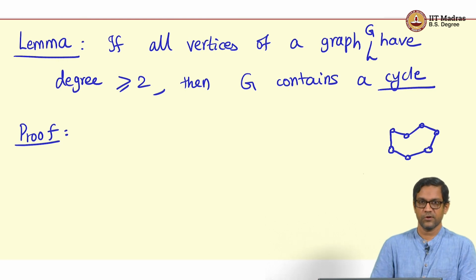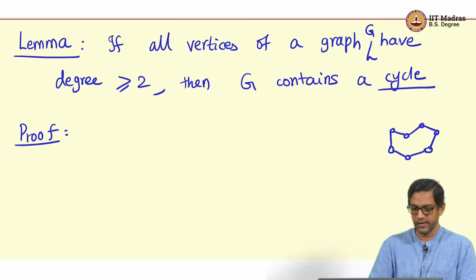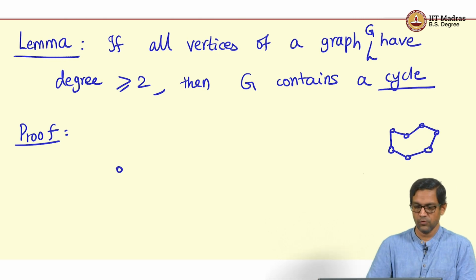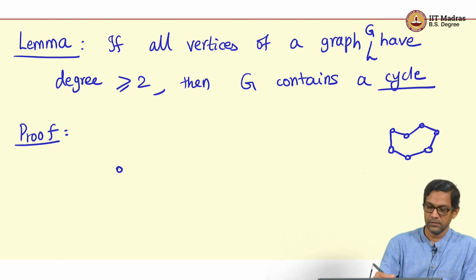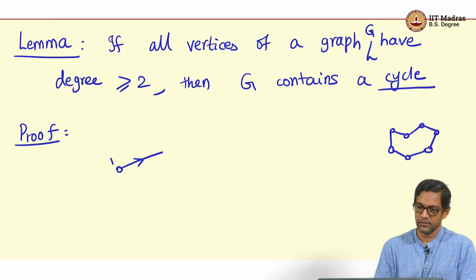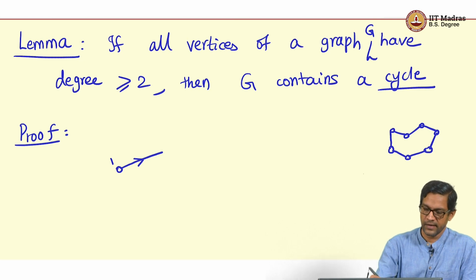So the proof is sort of a constructive proof as well, if you wish. So here's the proof. You start with any vertex of your graph, and you know it has degree at least 2. Therefore, it has at least 2 edges leaving it. Right? So pick one of them. So I started with some vertex, which I call 1, and I pick one edge which leaves that vertex, and I arrive at some other vertex 2.